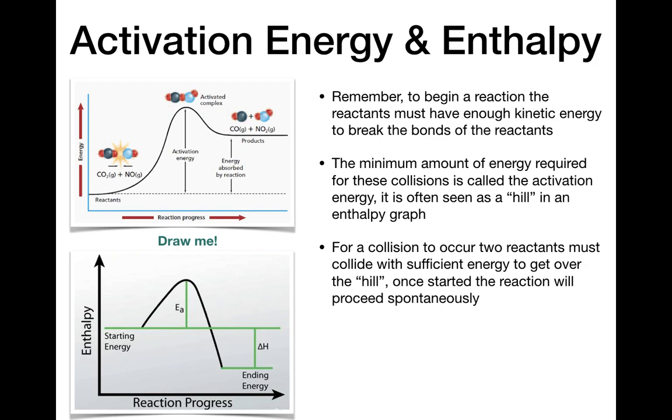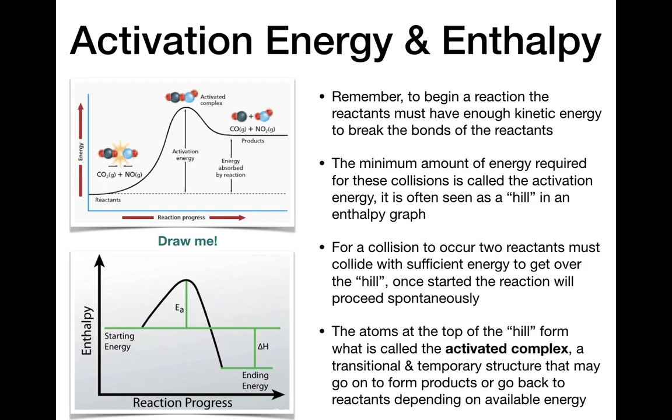Okay, so for the collision to occur, the reactants have to collide with enough energy to get over this hill. This hill is the energy it takes to get it started. Once some reactants get over that hill of activation energy, the rest of the reactants will continue to react spontaneously. At the top of the hill, the reactants will form what's called the activated complex. This is a transitional form of the compound. It's not really reactant, it's not really product, it's in between, it's temporary.